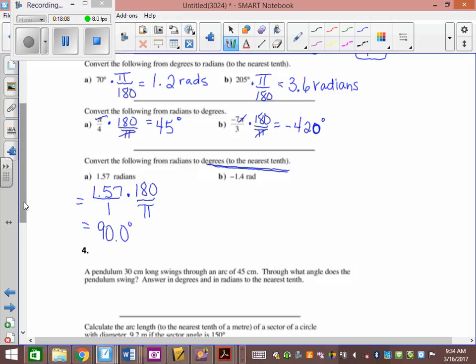Negative 1.4. Negative 1.4 rad, so we're going radians to degrees, so pi on bottom. So times 180 divided by pi. And it equals negative 80.2 degrees.